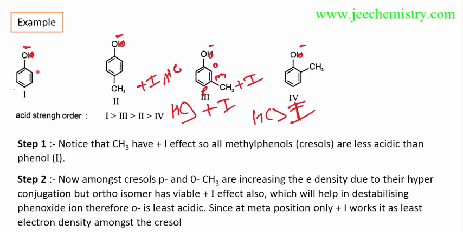This compound has only conjugation. It doesn't have plus I effect or hyperconjugation. So this will be more stable than all these three compounds. That's why this will be our first group. Now which will be the second group?